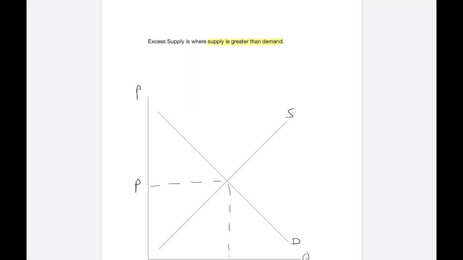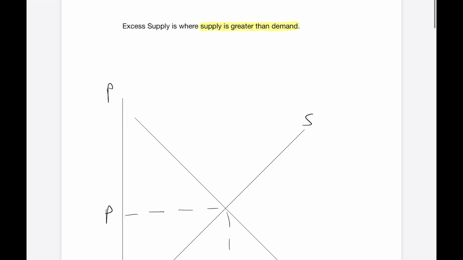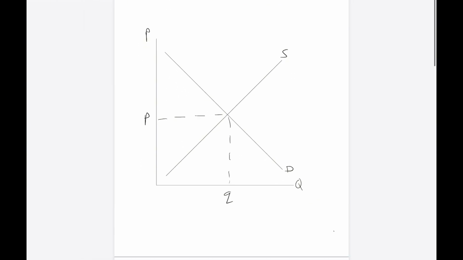In this video, I will be explaining excess supply. Let's begin with a definition of excess supply. Excess supply is where supply is greater than demand. Let's have a look at this on a demand and supply diagram.